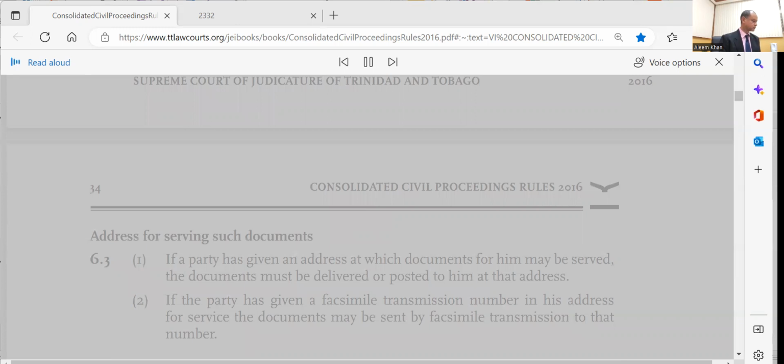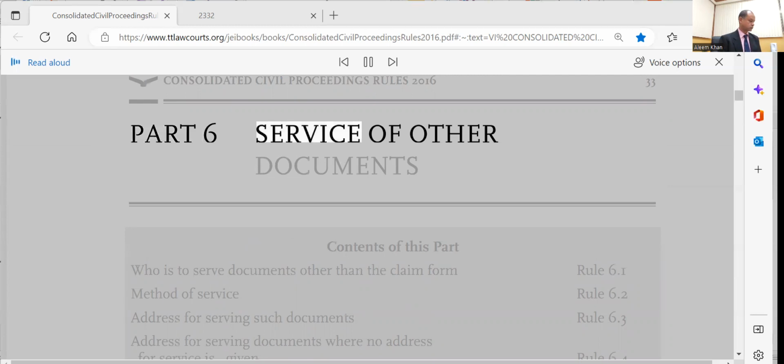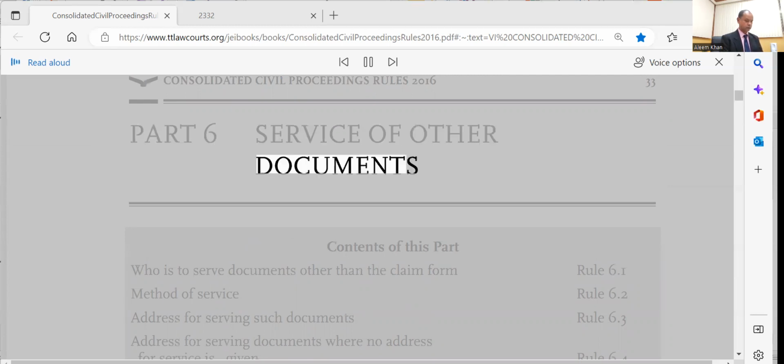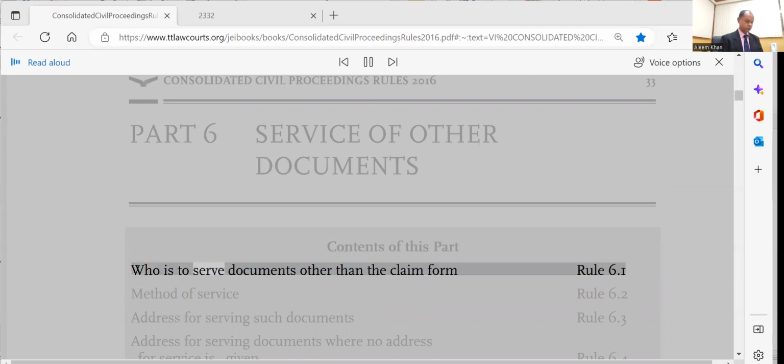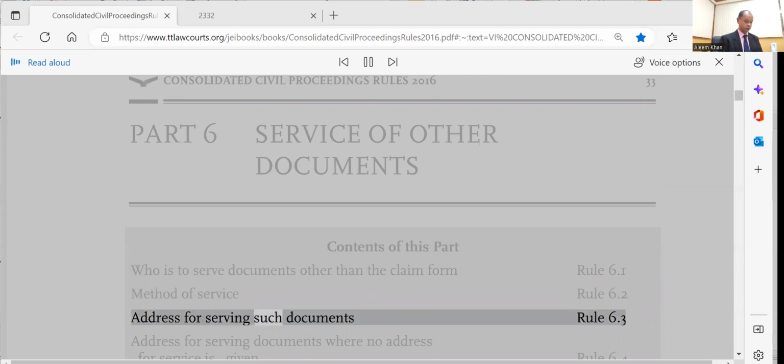Supreme Court of Judicature of Trinidad and Tobago, 2016. Consolidated Civil Proceedings Rules 2016-33. Part 6, Service of Other Documents. Contents of this part. Who is to serve documents other than the claim form? Rule 6.1 Method of Service. Rule 6.2 Address for serving such documents.